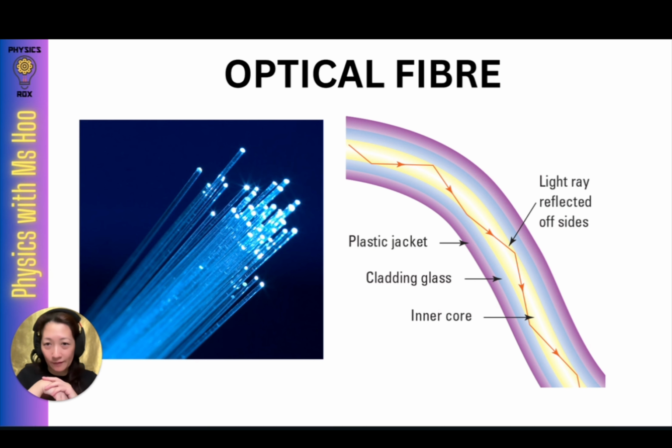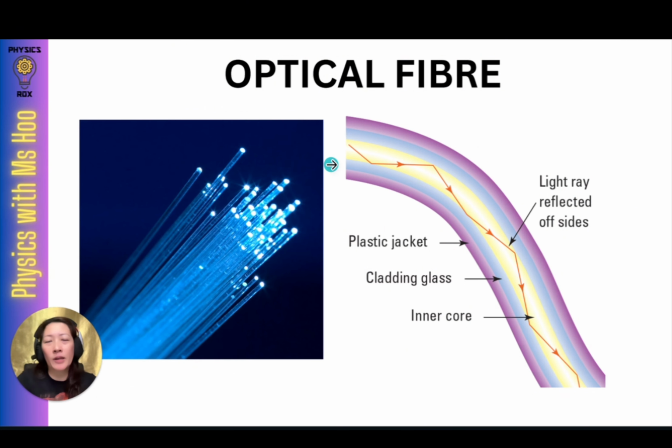So how the optical fiber works is it uses light rays to transmit data. If you'd like to know how light rays are able to transmit data, watch my video on electromagnetic waves. For now, you just need to know that light rays can be used as a carrier wave to carry data.